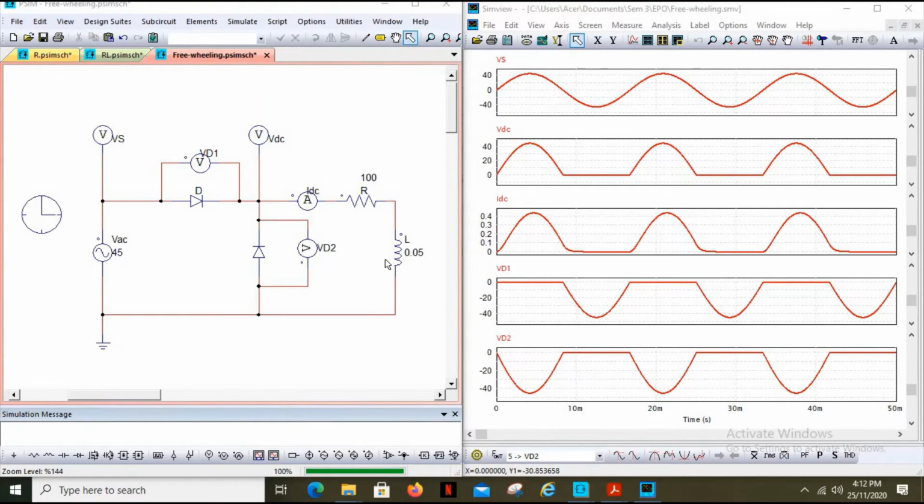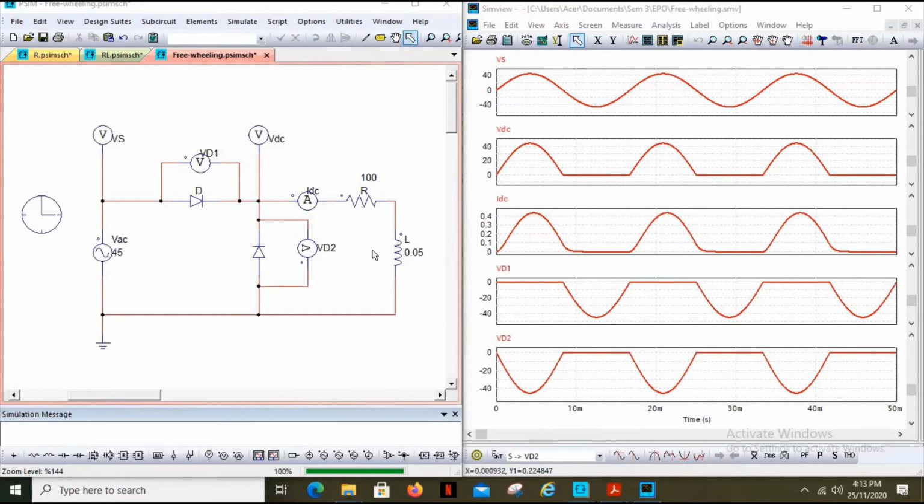For this evening, I will explain how I did the experiment for the uncontrolled rectifier with freewheeling diode. As you can see from my screen, this is the setup that I did on my left, and on my right is the graph simulation of the setup.